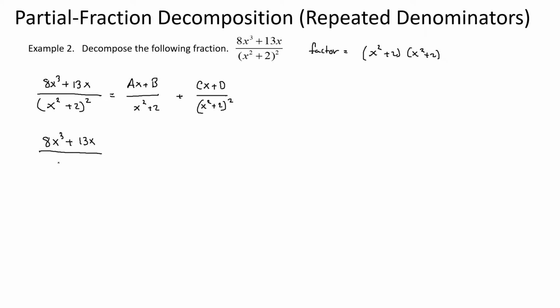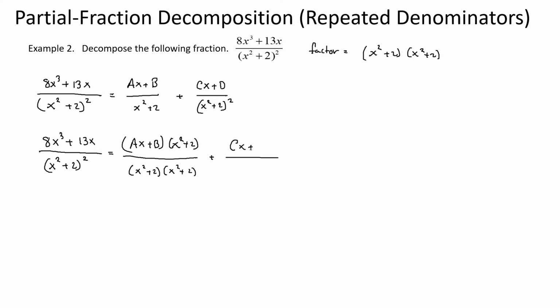Now, let's rewrite the equation. (8x^3 + 13x) over (x^2 + 2)^2 should equal, this side of the equation, you need to multiply by x^2 + 2. Then you will have two of these, (x^2 + 2) times (x^2 + 2). Right side of the equation, you don't have to multiply anything because this is already your common denominator. Or you could think of it as multiplying by 1.